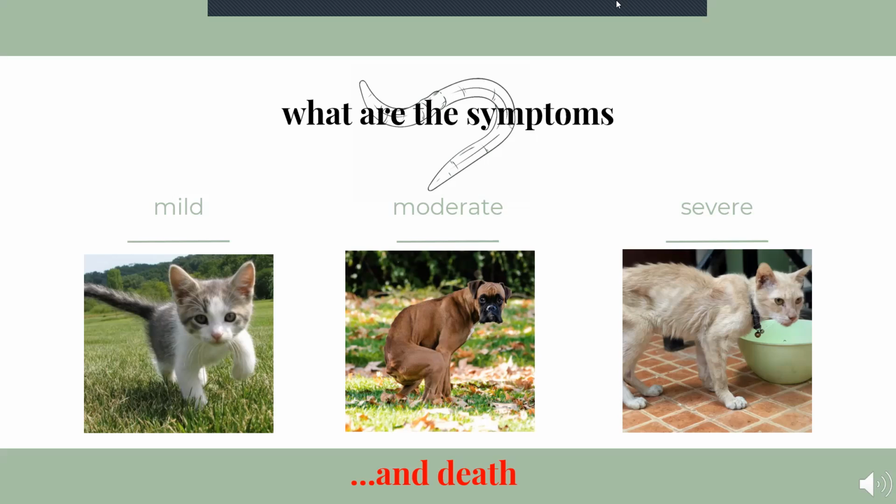And of course, it is worth mentioning that especially sicker animals or younger animals who are more predisposed to getting parasites, they can actually die from a severe parasite burden. So another good reason why we want to control parasites.